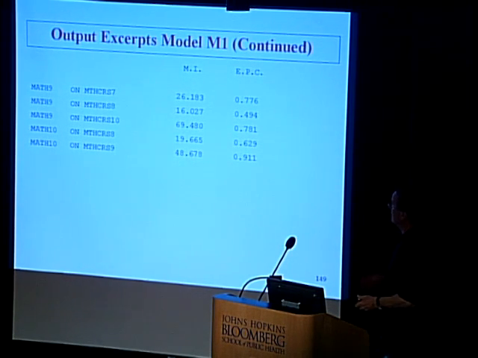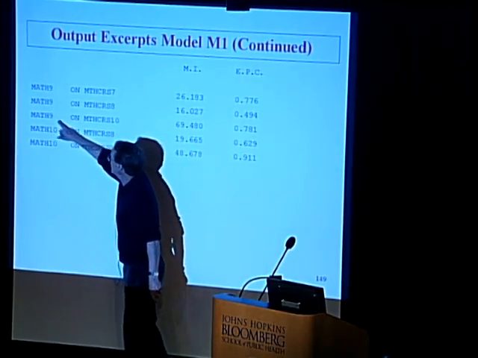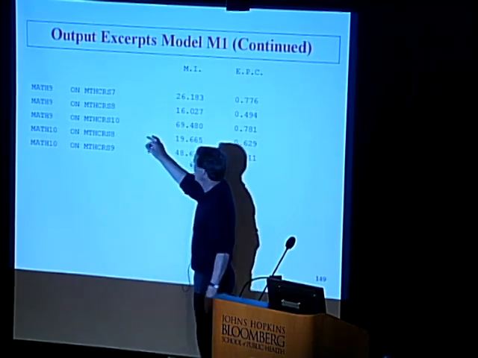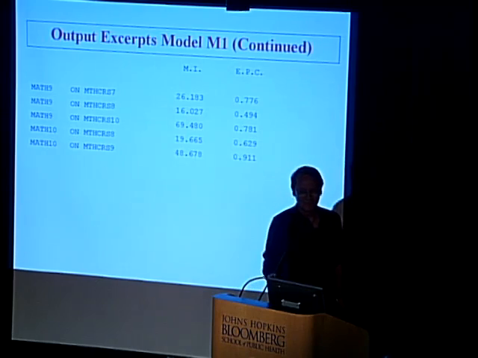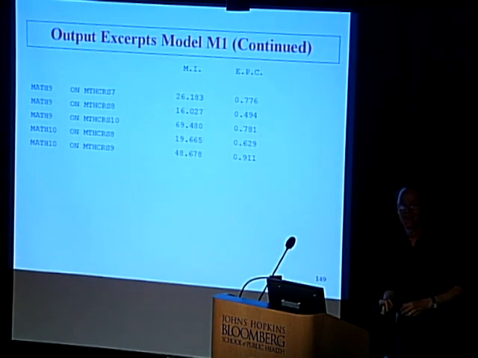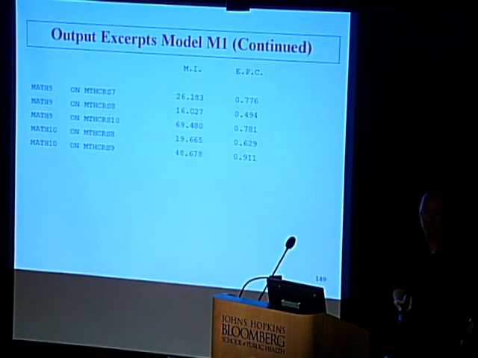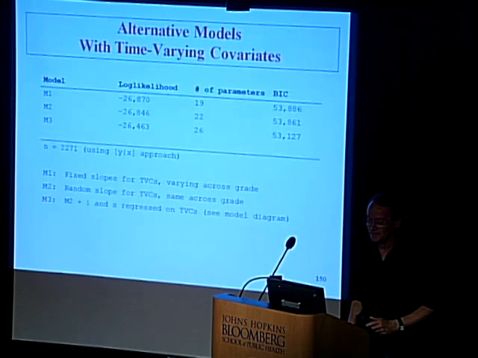And again, modification indices should not be followed blindly. For instance, here, the math performance in grade 9 seems to depend on course taken in grade 10. So don't take it too seriously. The courses you're going to take in grade 10 influence how well you do in grade 9. That's sort of ESP, or interesting. So you have to think about what makes sense.